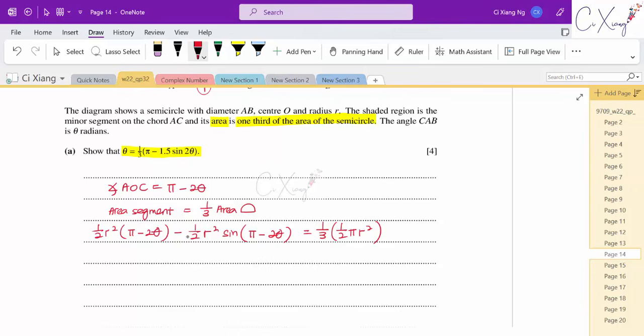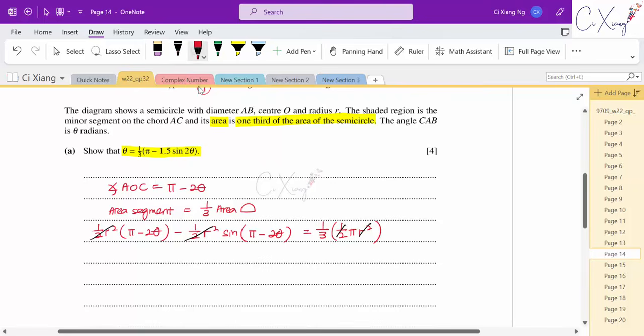Okay, so this is the general formula that we can form from this equation. And then we can try to simplify all the possible terms that appear in this equation. We can simplify half r squared and half r squared. And we'll get the left hand side, which is pi minus 2 theta minus sine of pi minus 2 theta, right?